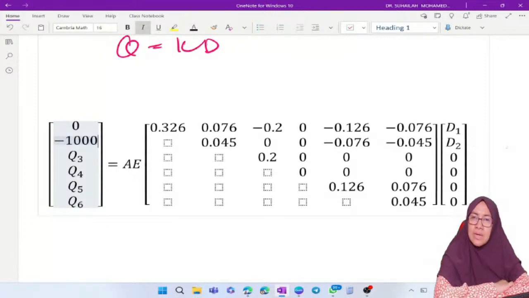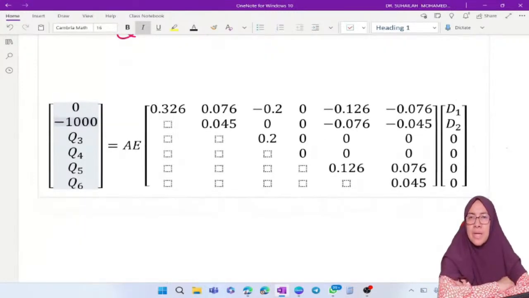And D3 until D4, the value is 0. The value is 0 because it occurs at the support. At support, there is no displacement. So this is actually what we call the stiffness equation. By solving the stiffness equation, we can solve for the unknown displacement.